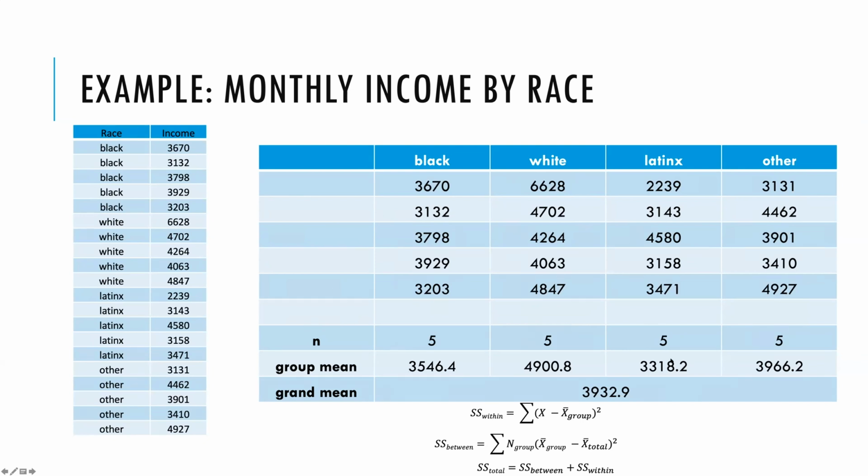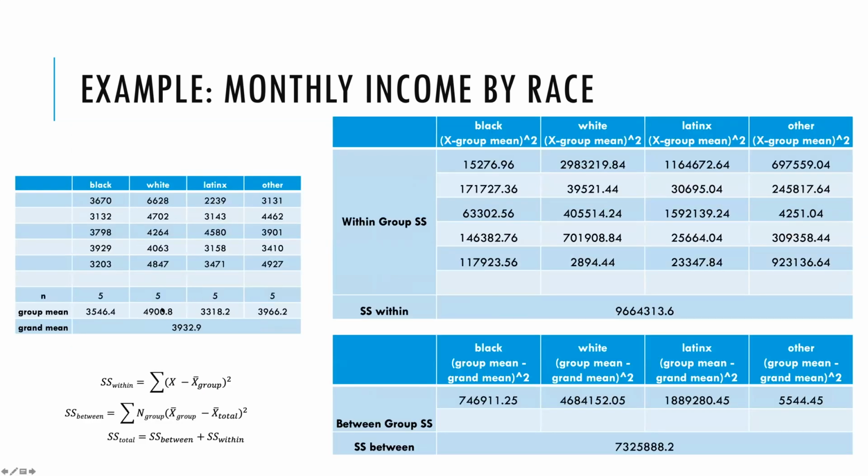We have each group mean. We see that one of these groups is a lot higher than the others, right? At least looking descriptively. We see that the white category tends to have higher mean monthly incomes than Latinx or Black or other. And then we can use this information to calculate these things. So we use that same information. Here's that table again. And we use this to plug it into the formula.